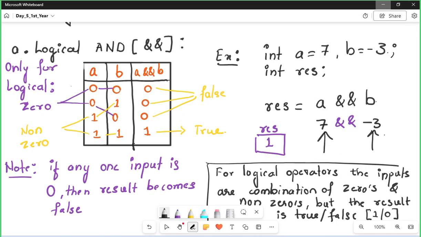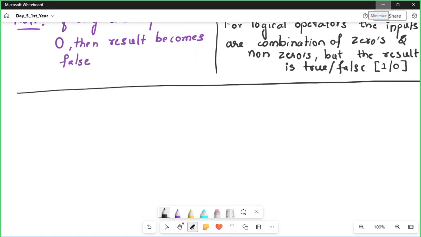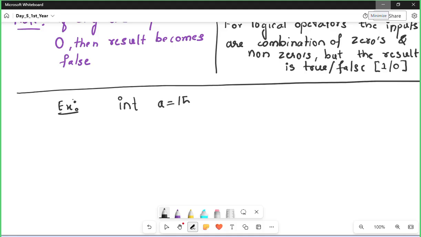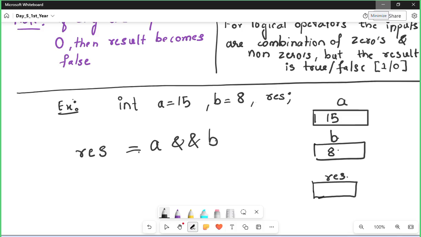Okay, Gavin, I'll give you an example. For logical operators, let us take one more example. int a is equal to, let's say, 15, b is equal to 8, and another variable result. So there is a variable called a and b. So a is 15, b is 8. Now I need to find the AND operation, a logical AND of b, and store it in the variable called result.